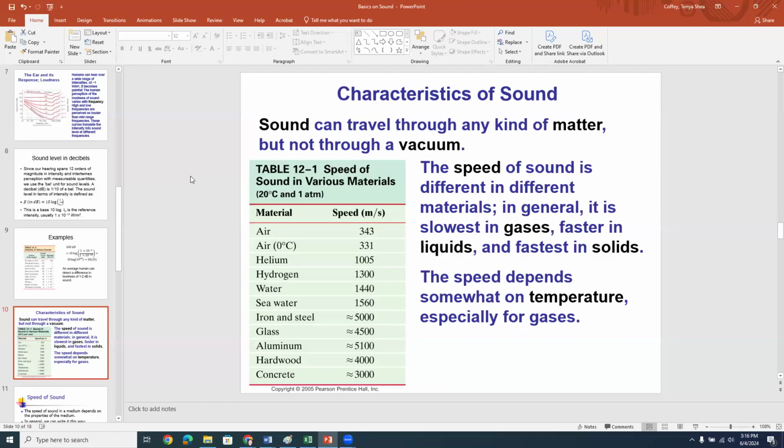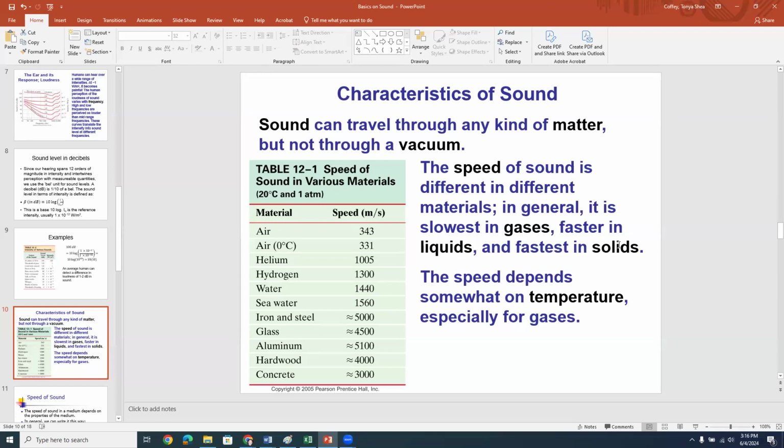Sound can travel through any kind of matter, but it can't travel through a vacuum, no matter what your sci-fi movie says. The speed of sound is different in different materials, and that's shown here on this little speed of sound in various materials table. So you can see here the air at 0 degrees Celsius is 331 meters per second. But then the speed of sound goes up as the density of the medium goes up, okay? So in general, the speed of sound is slowest in gases, and then it goes faster in liquids, and fastest, of course, in solids, because the more dense the medium, the faster the speed of sound.